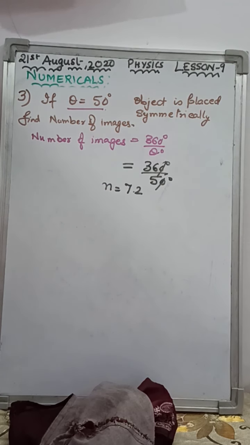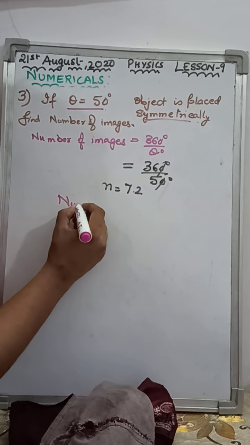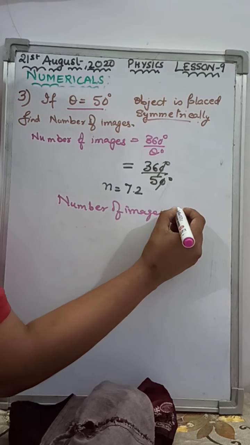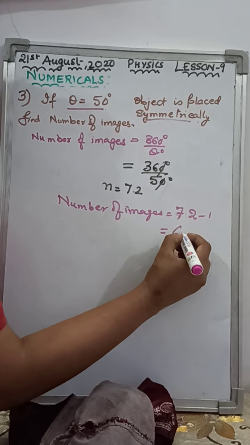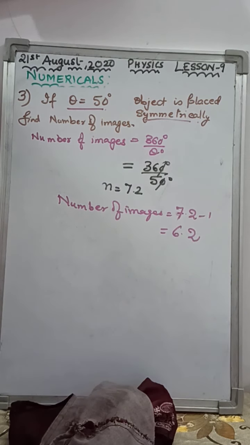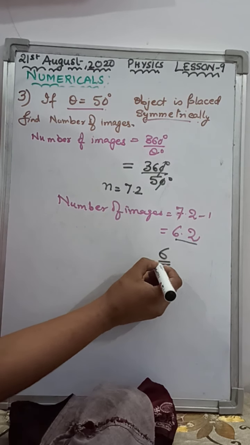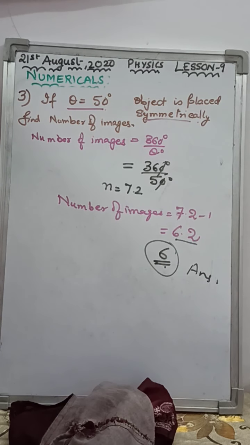Now here it is odd and they are saying symmetrically. So the number of images will be equal to n minus 1, that is 7.2 minus 1. It is coming out to be 6.2. Now this is not your whole number. So what will you do? You will round off. If you round off 6.2, it will come out to be 6. So the number of images formed when the angle between two plane mirrors is 50 degree is 6.